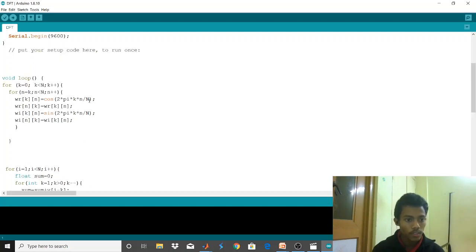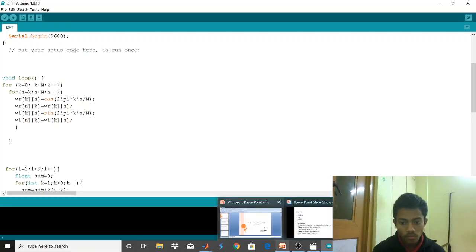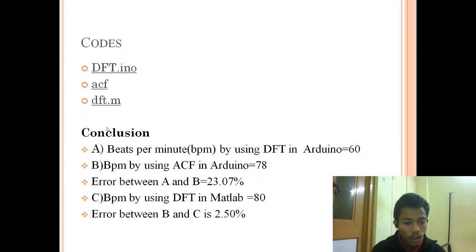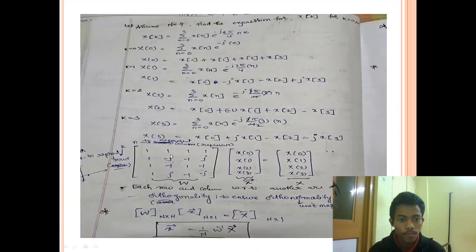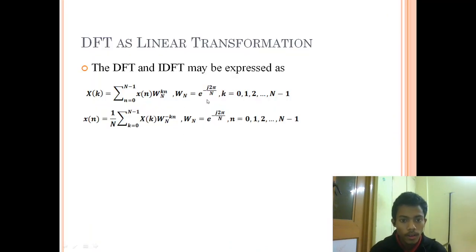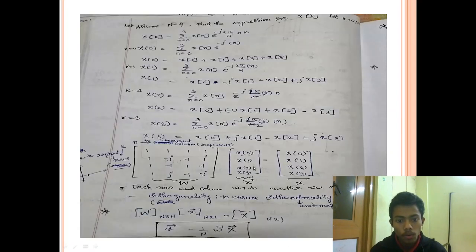K and N are sufficient. And one more thing: W of K into N is the same as W of N into K, so there is no need to compute both. If you observe clearly, this and this are the same, this and this are the same. The W matrix is symmetric with respect to the diagonal.